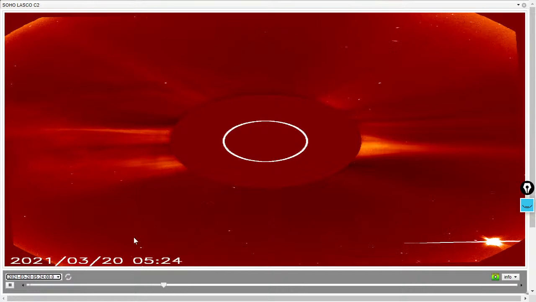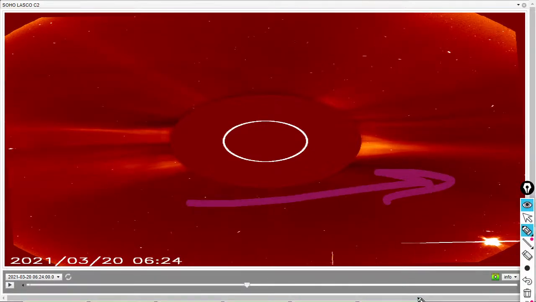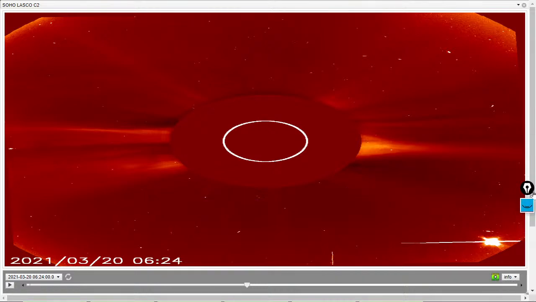So here's C2. There could be an Earth-facing component with that. I do see some ejecta coming out way up here, as well as way down here. So there could be a bit of an Earth-facing component there. I see a little bit of ejecta on the west side as well, but keep in mind, folks, the Earth is moving in this direction. That's the direction that the Earth orbits the Sun in.